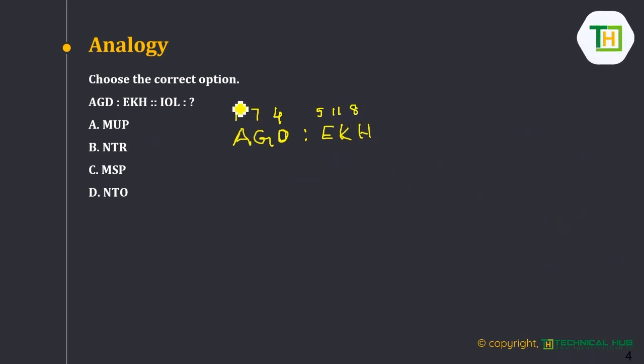So A is changed to E, or 1 is changed to 5, means adding 4, and 7 is changed to 11, 11 means adding 4. And the last letter 4 is changed to 8 or D is changed to H means adding 4 here also. So the logic is simply adding 4. The same logic is applied to the third one to get the fourth one. The third one is IOL.